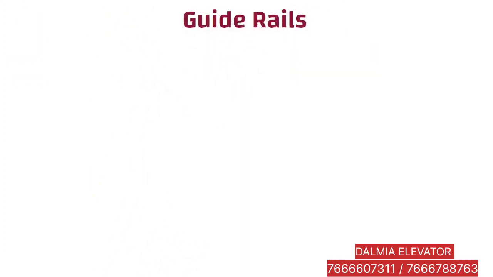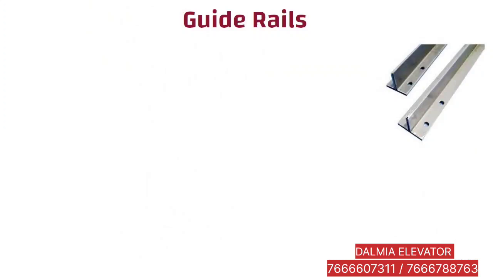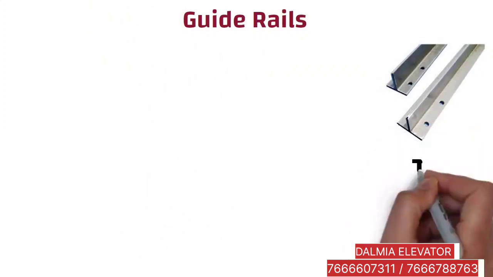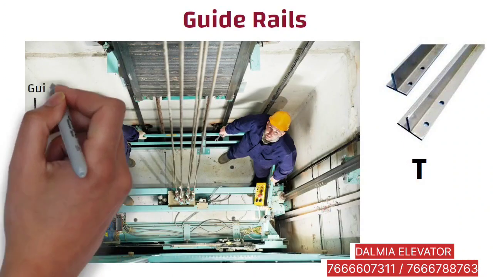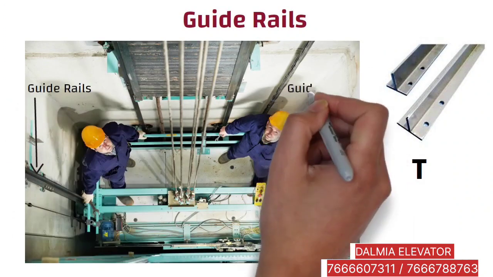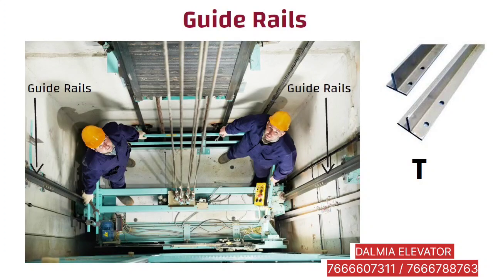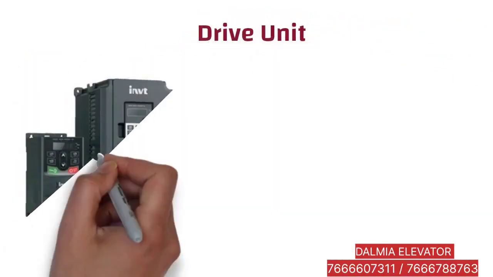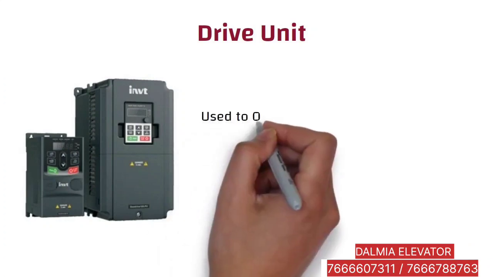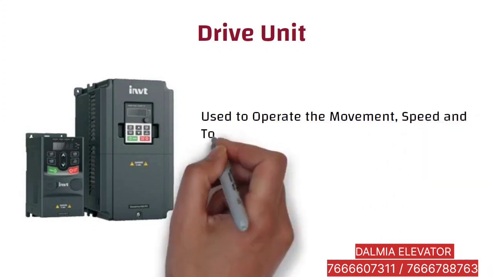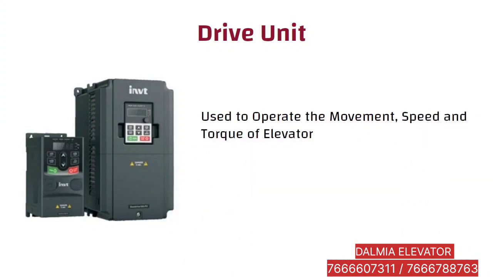Guide rails. They are generally made of steel and their shape is like an English letter T. They are installed vertically in a shaft to guide and direct the course of travel of an elevator car and elevator counterweights. Drive unit. The drive unit is generally placed in the machine room and it is used to operate the movements, speed and torque of an elevator.